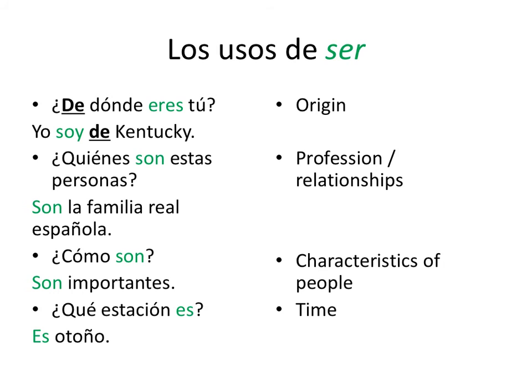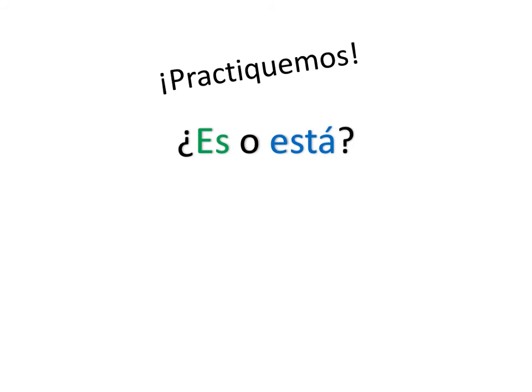Okay, but just to clarify, SER has lots of different uses. You don't even have to write them down because I really don't want you to memorize the uses of SER. But on the super site, it might be helpful to know origin, soy de Kentucky, relationships, professions, son estudiantes, or es mi hermano, no? Characteristics, like es inteligente, or es una persona muy aburrida. And then time, qué hora es, son las 8, qué estaciones, qué año es, cuándo es el examen, etc.